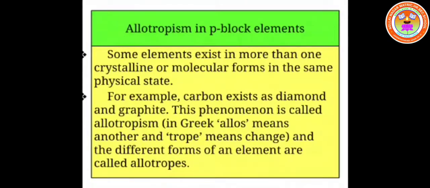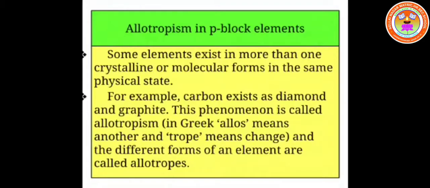What is allotropism, or what is allotropy? It is the phenomenon in which some elements exist in more than one form with different physical properties but the same chemical properties. Those elements which have different physical properties are said to exhibit allotropism or allotropy, and those different physical structures are called allotropes of those elements.